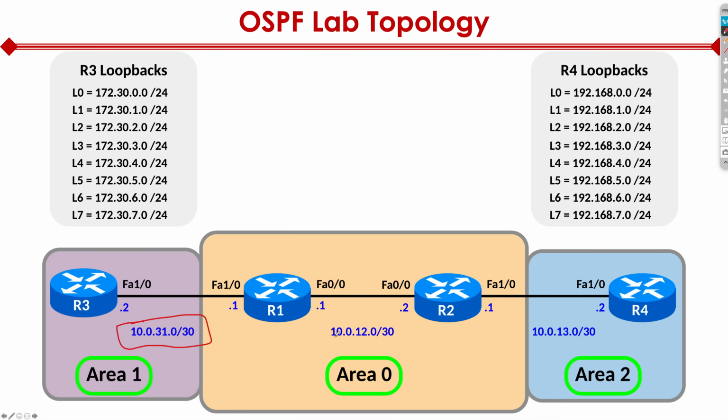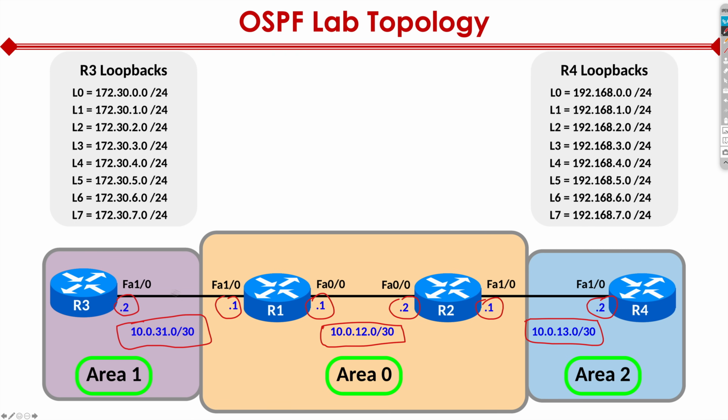We've got network 10.0.12.0/30 between router 1 and 2. And between router 2 and 4, we have network 10.0.13.0/30. So I want you to familiarize yourself with this. And I've also specified the ending IPs on each side of the link, so you know exactly how that's going to pan out.